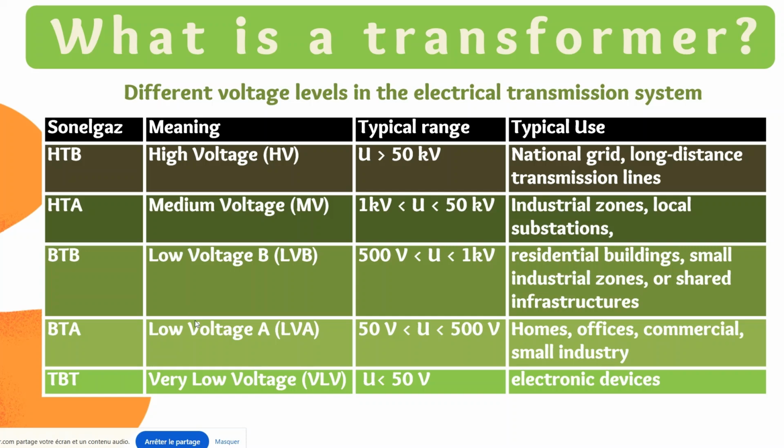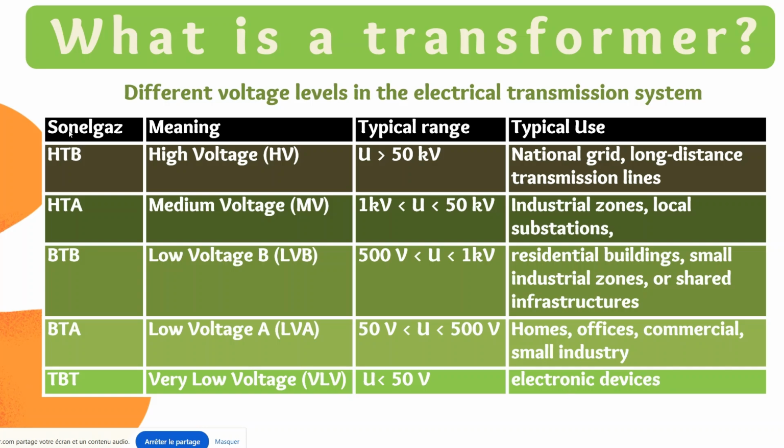We also have two kinds of low voltage, the A class and B class, and it actually depends on the consumers. For example, all of us in our homes are connected to the low voltage. But there are some consumers, for example factories and residential buildings, that are connected to low voltage class B. And there is the very low voltage, TBT, which is used in general by electronic devices.